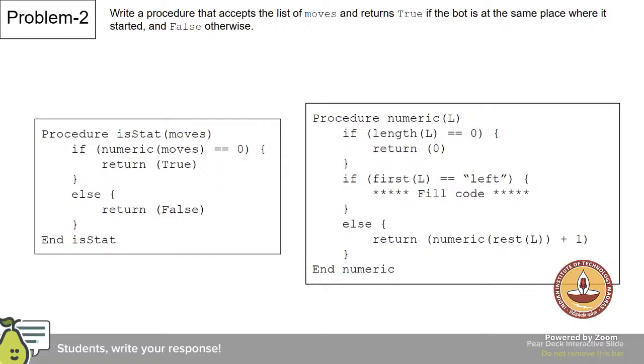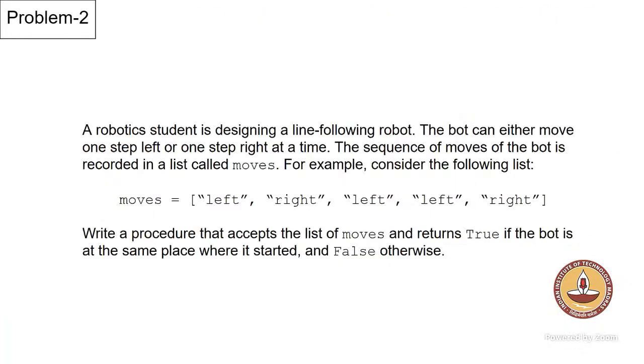What is the problem statement, ma'am? Here we have to write return. Is it return numeric rest of L minus 1? Yeah, that's correct. So if the number of moves is equal to 0, then you have to return true. Like, so here you can see the problem statement.